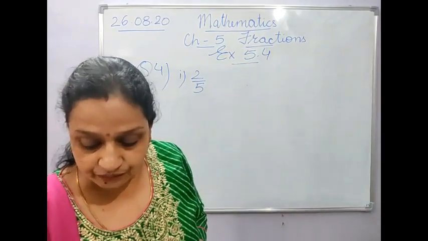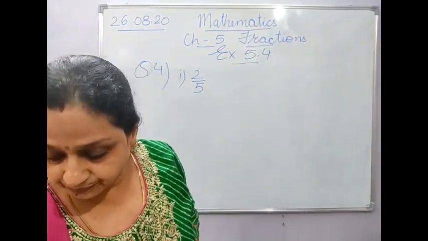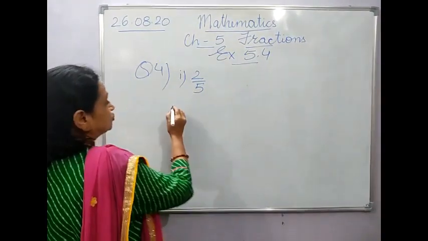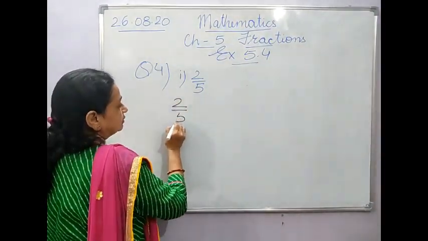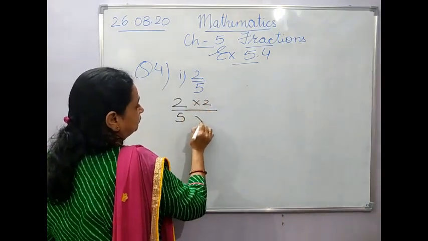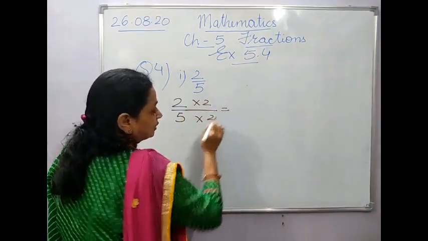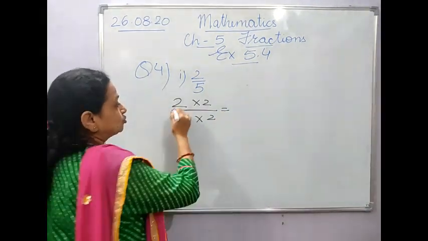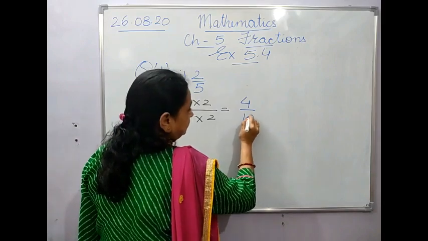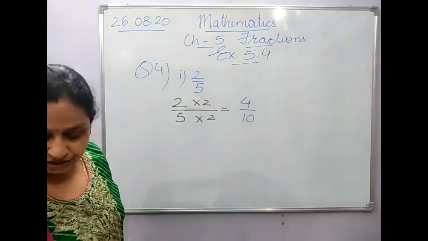And how we will make it? I'll show it over here. See, you have to make 3. So it is 2 upon 5. So first we will multiply it by 2. And your answer is 2 2s are 4 and 5 2s are 10. This is the first equivalent fraction.